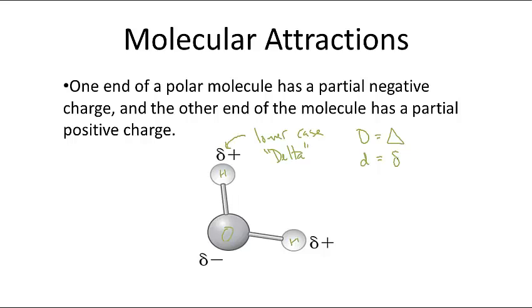Now, a partial charge is much, much, much weaker than a full charge. So a water molecule doesn't have full positive and negative charges like in an ionic compound, like you would imagine in Na and Cl, right? Where they have full charges that are attractive. But they do have partially positive and partially negative areas that can be used for attraction.